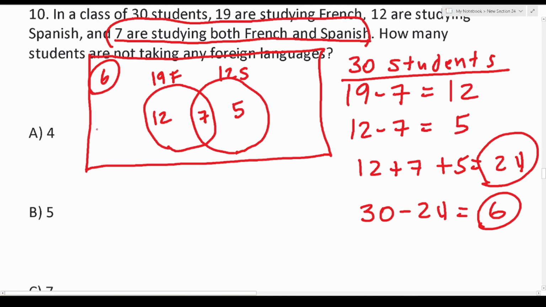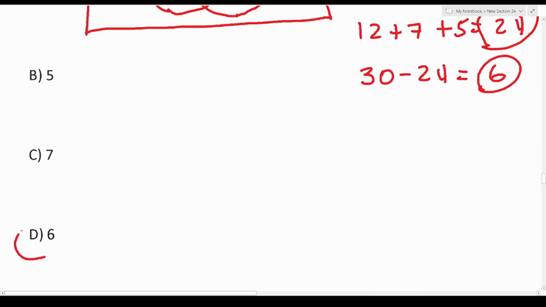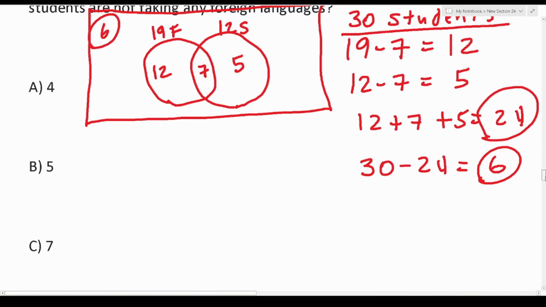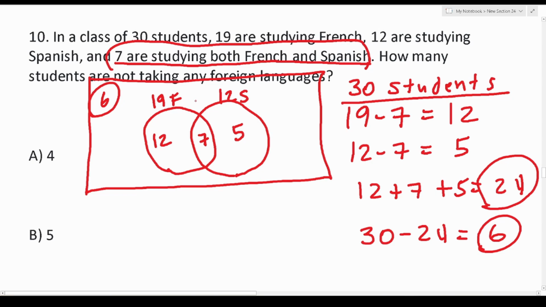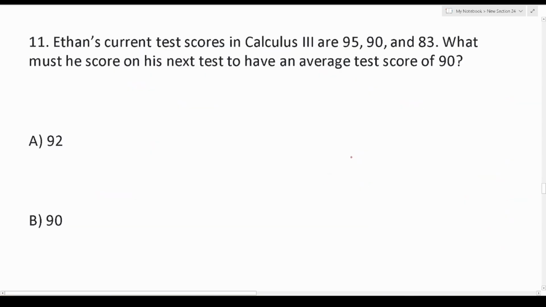Okay, so that's this one, and that is going to be answer choice D. Again, a lot of logic to solve this one, but nothing too difficult in terms of math. All right, number 11 says Ethan's current test scores in Calculus 3 are 95, 90, and 83. What must he score on his next test to have an average score of 90?